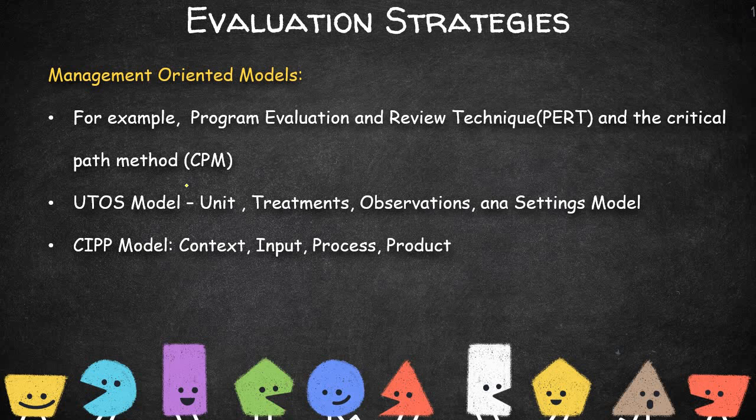There are other models also. You could refer to these models. Just surf a little bit about the UTOS model, which talks about units, treatments, observations, and settings. Okay, so UTOS and the CIPP model, which talks about context, input, process, and product. You could evaluate, and these models will help you. These are the dimensions on which you have to do your evaluation.